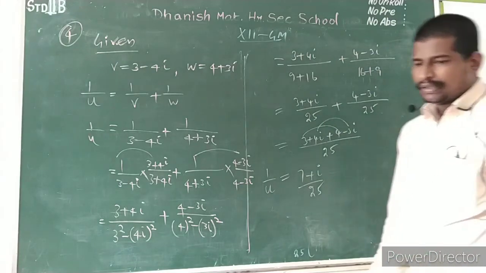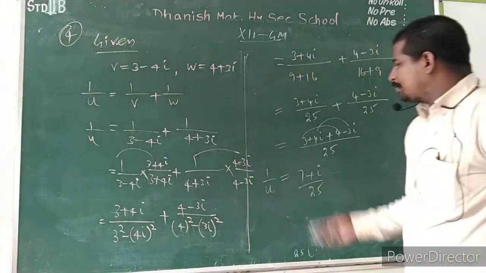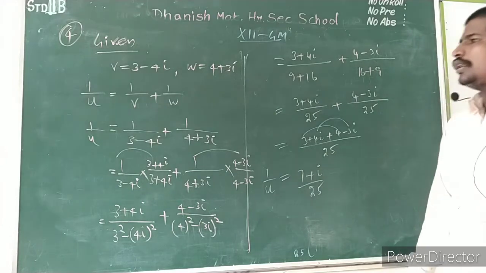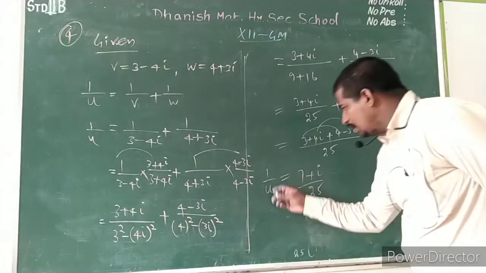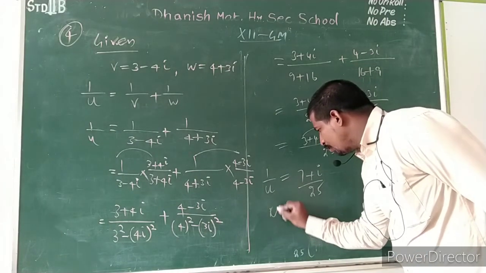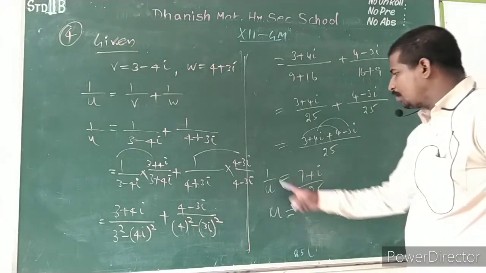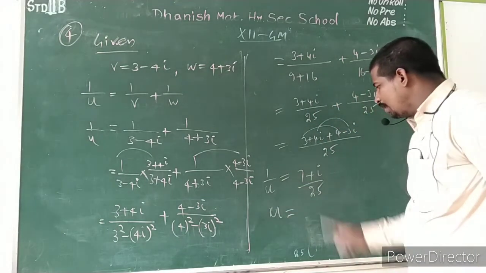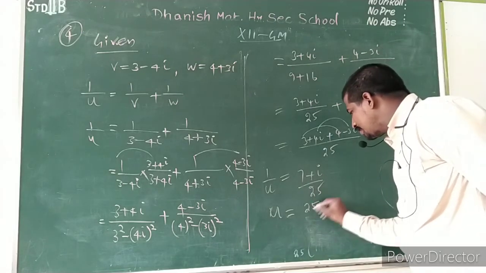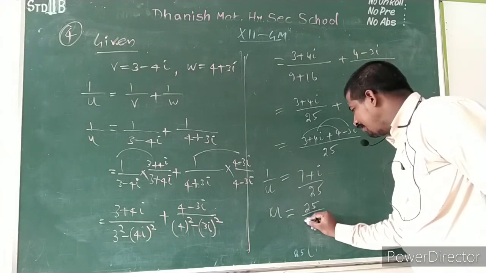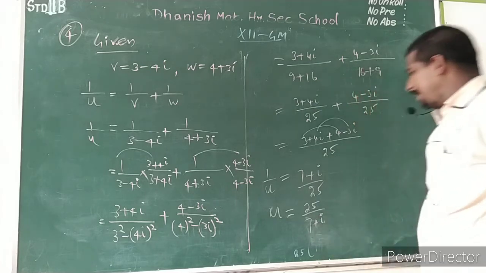But here we need u. So I am going to take the reciprocal on both sides. So the left side will be u equal to, here I am going to take reciprocal on both sides. So 1 by u will become u. Here also I am going to take reciprocal. So it will become 25 divided by 7 plus i.